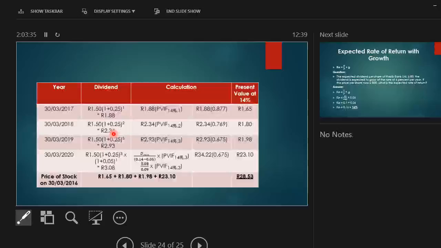Yes, the second one. 1 plus 0.25 equals 1.25. To the power of 2, second function, to the power of 2, yes. Which is multiplied by 150, 1.5.